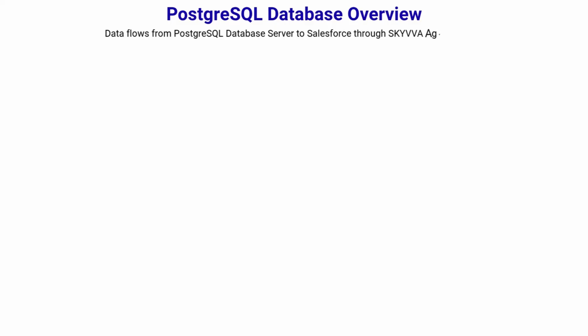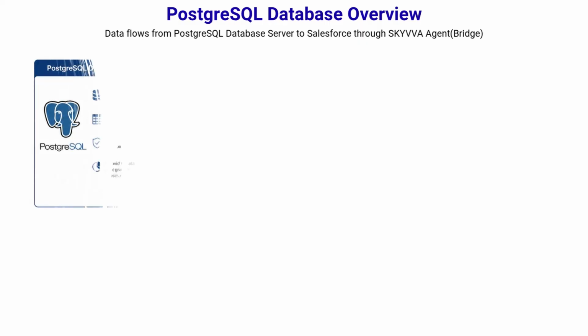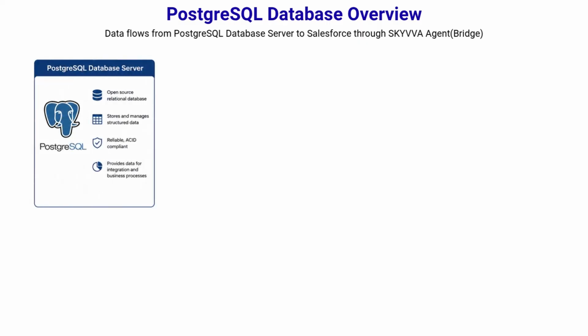Introduction. This diagram illustrates the overall architecture and data flow for integrating a PostgreSQL database with Salesforce using the SKYVVA Agent bridge. The SKYVVA Agent acts as the middleware that securely transfers data between the database and Salesforce. Start from Step 1, PostgreSQL Database Server.